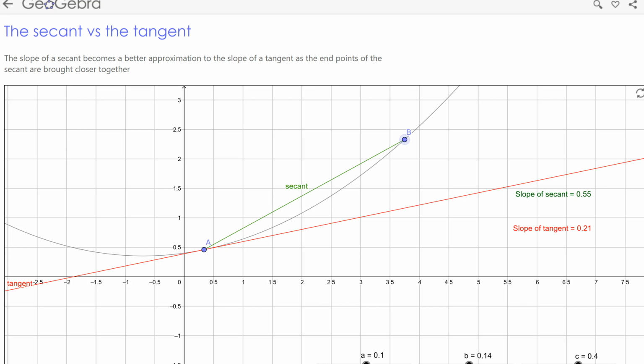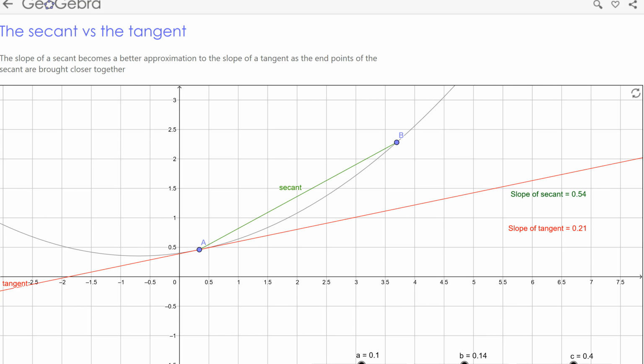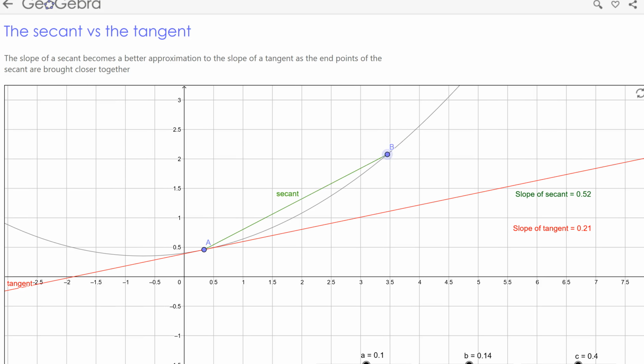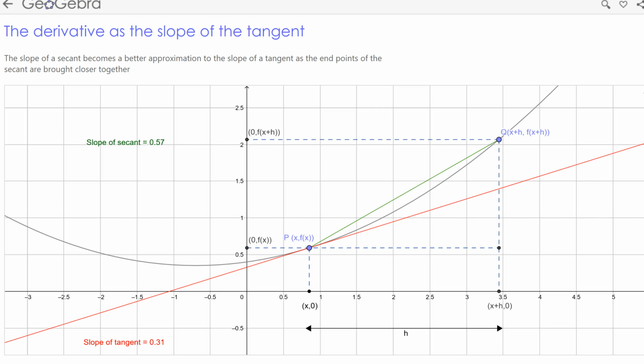But as we get this secant and bring it back towards the tangent, the slope of the secant becomes a better approximation of the slope of the tangent, and eventually, when they are one and the same point, then the slope of the secant and the slope of the tangent are the same thing. Now that's the concept behind differentiation, which we're going to try to put some maths around. Let's have a look at the picture of the maths before we actually do it.